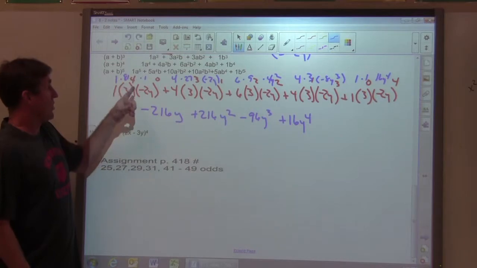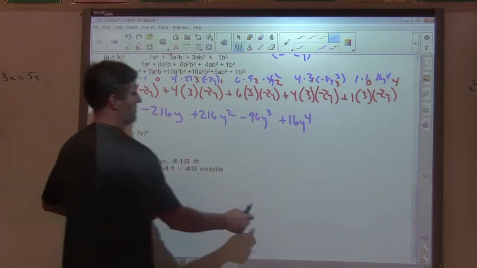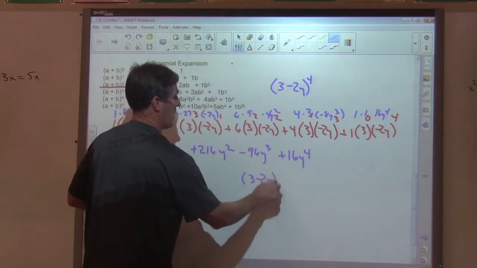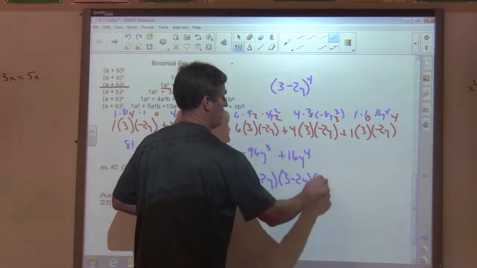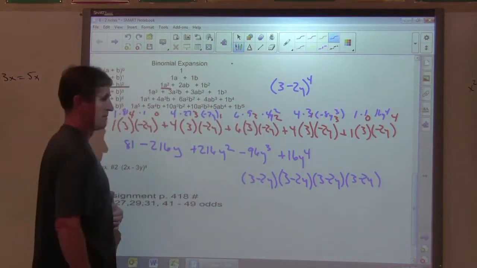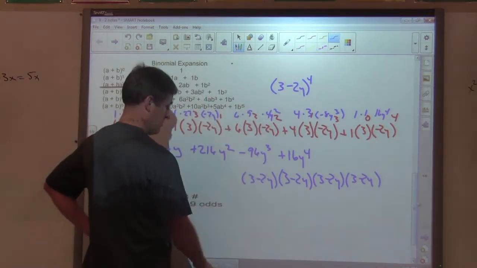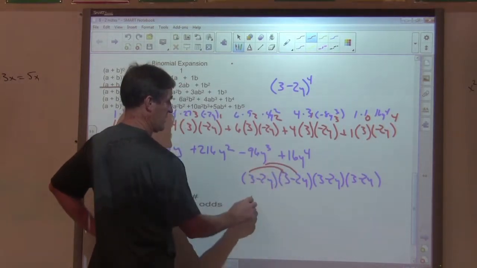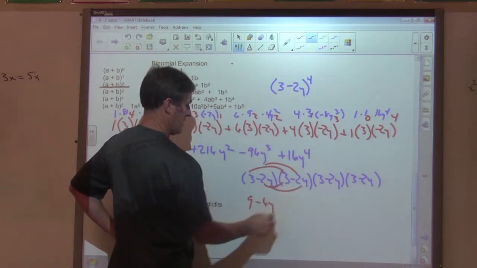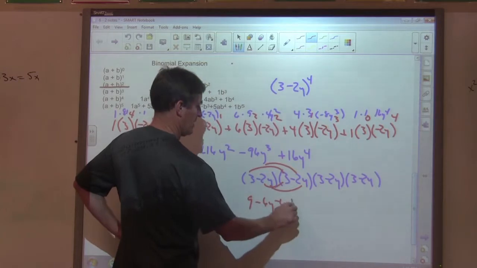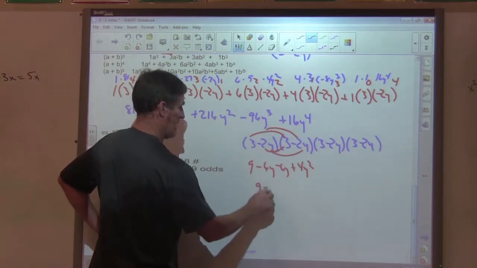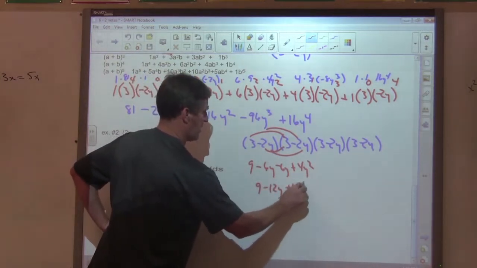So again, as you can see, if you wanted to, you can do it this way, or you can go 3 minus 2y times 3 minus 2y times 3 minus 2y times 3 minus 2y. Okay, so we can go 3 times 3 is 9, 3 times negative 2 is negative 6y, and then we get another negative 6y plus 4y squared, and so that becomes 9 minus 12y plus 4y squared.